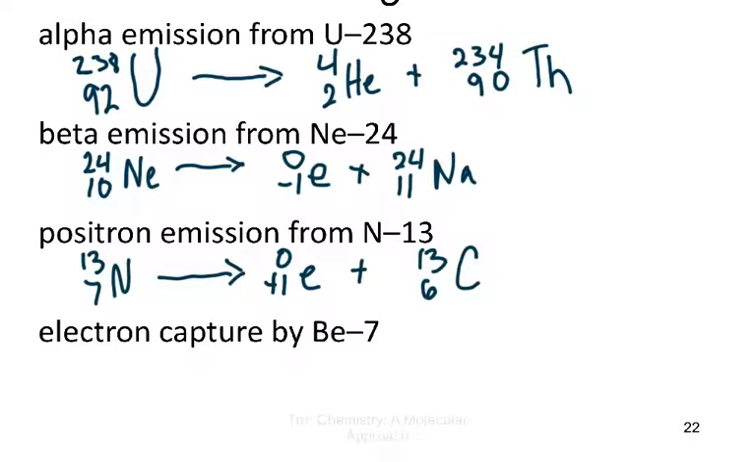And electron capture by beryllium-7. So 7, beryllium is element number 4. And then Be plus an electron, because we're doing electron capture. Our mass number does not change, but our proton becomes a neutron, and so we're left with 3 protons, and element number 3 is lithium.